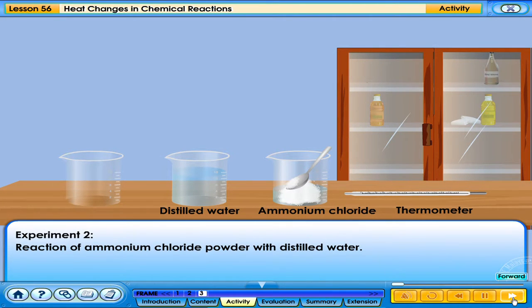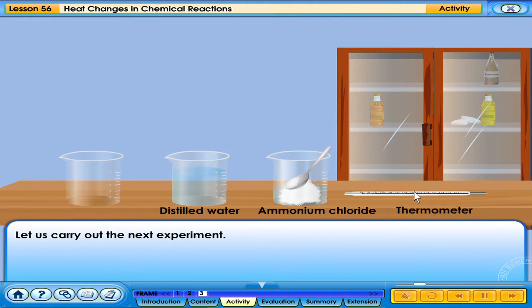Experiment number 2. Reaction of ammonium chloride powder with distilled water. The apparatus required are beaker, spatula, and a thermometer. Materials required are distilled water and ammonium chloride powder. Let us carry out the next experiment.